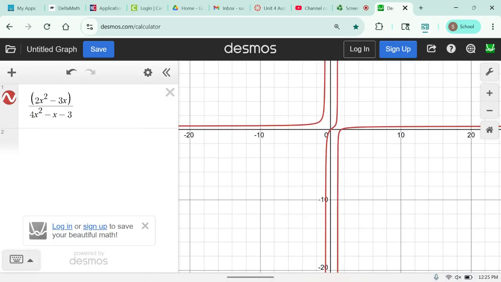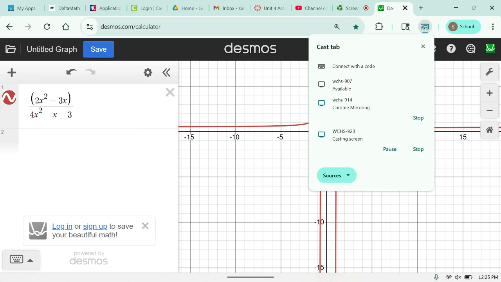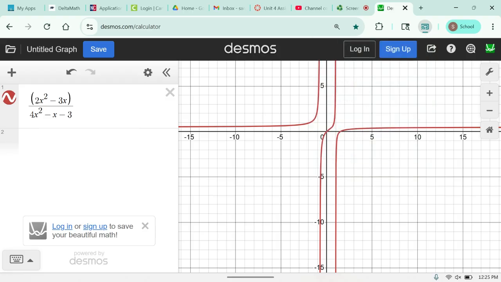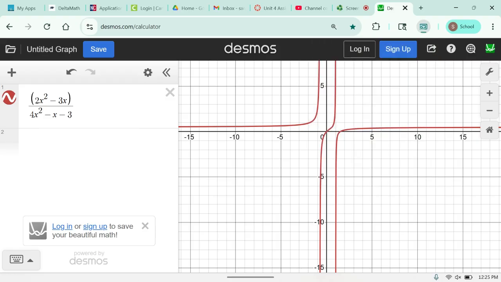So this one's a little funky. This one will actually have a couple of vertical asymptotes. Why did it disconnect? Of course it did. Un momento. My thing did a stupid. Okay. So this is what the graph looks like.